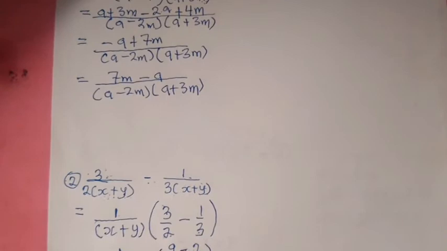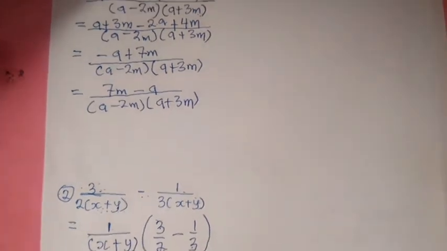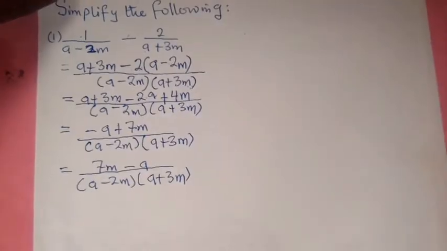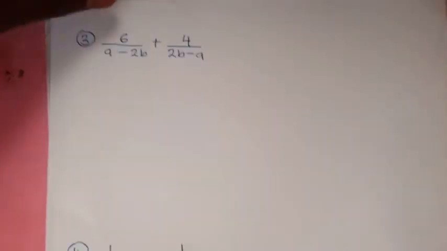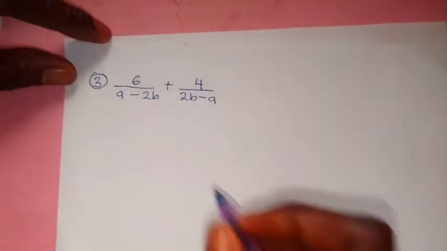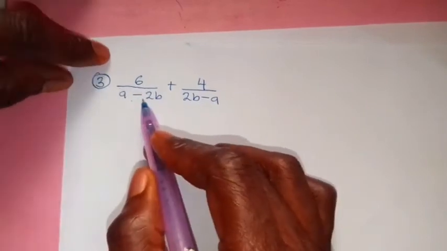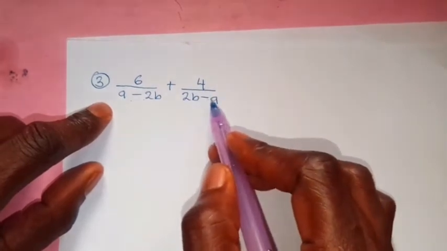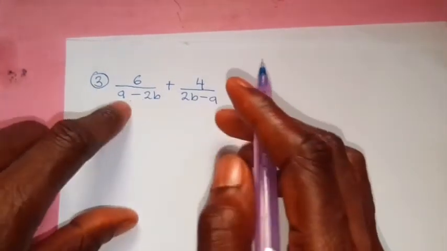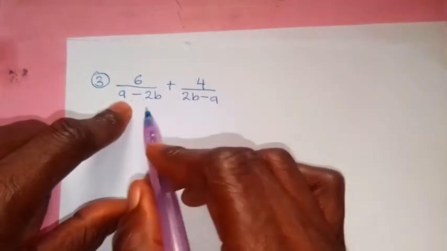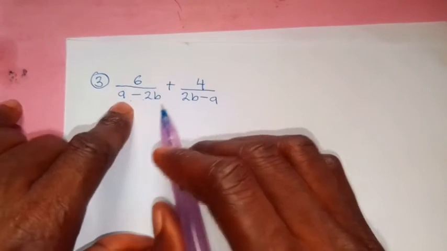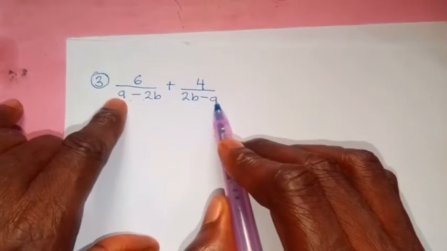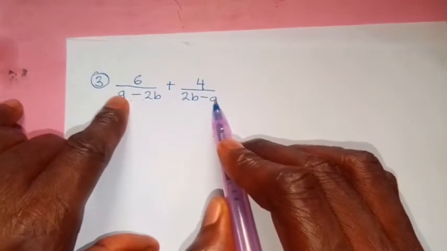I believe you are understanding the concept being taught here. Now let us move on quickly to the third example. In this third example, we have 6 upon a minus 2b, plus 6 upon 2b minus a. When you are dealing with algebraic expressions, especially the ones that have fractions, always check the denominators. In one denominator we have a, and in the other we have minus a. So the two terms are opposite to each other.